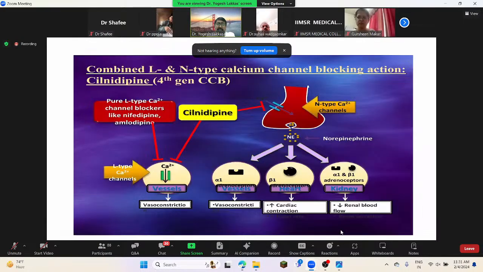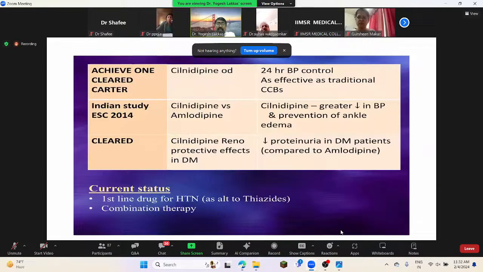Then combined L and N type. This cilnidipine molecule has come into the market recently, having a good effective value. Also, the safety profile is good. With calcium channel blockers like amlodipine, the most important problem was edema. Patients used to develop edema. That side effect has been eliminated by this molecule, and now we have started using this molecule on a large scale. Advantage: 24-hour BP control, as effective as the traditional calcium channel blockers.